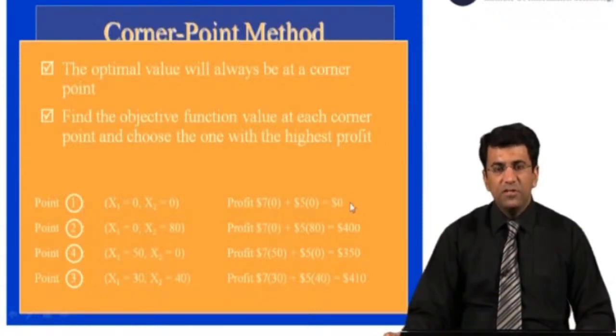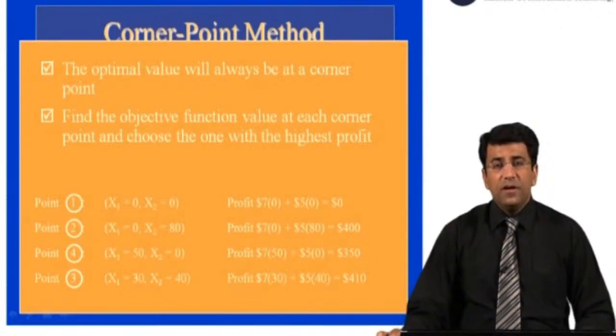Point 1 we already have calculated. For point 2 we have already calculated the profit. For point 4 we have already calculated the profit. And now we have also calculated the point of intersection of line 1 and line 2. At that point of intersection, the value of x1 is equal to 30 and the value of x2 is equal to 40. We put these values into the profit equation, that is 7x1 plus 5x2, and we get the value of profit equal to 410.